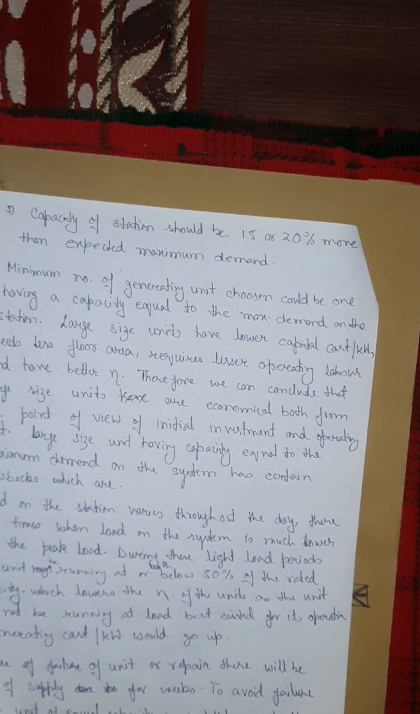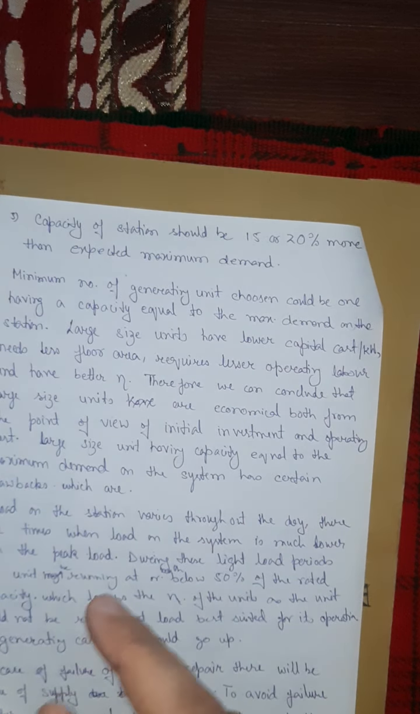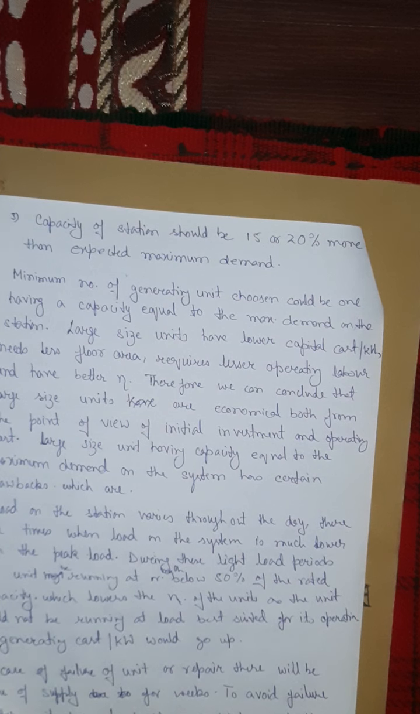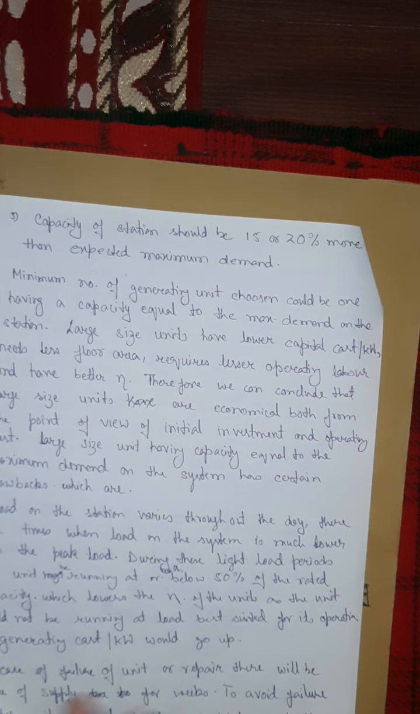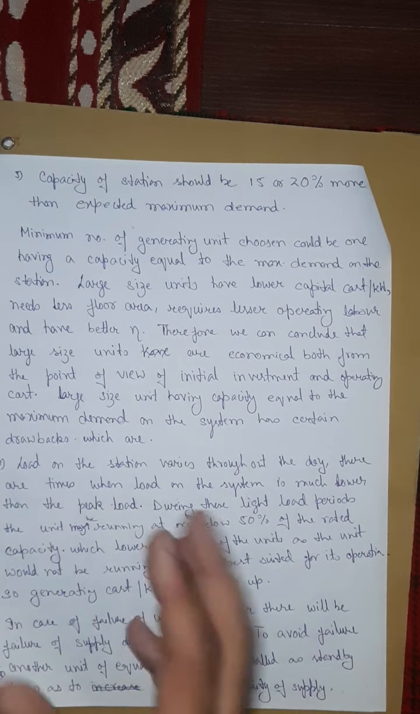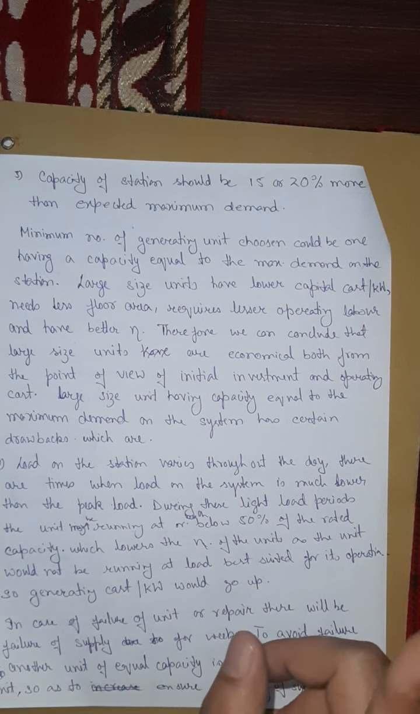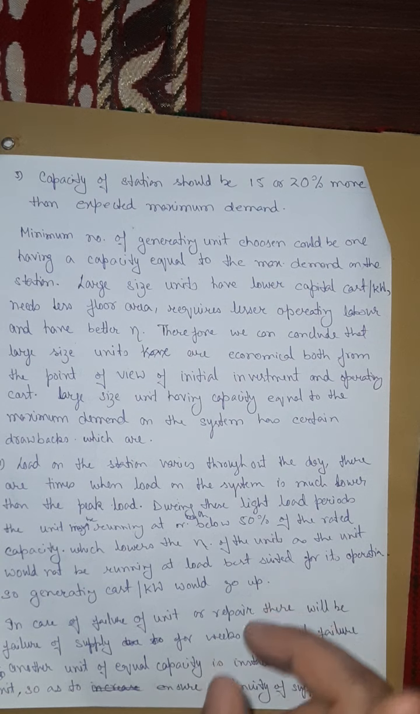If you ask how many generators you need in a power house, minimum you need 1, and maximum you can use any number. But there should be at least 1 generator in a power house. Only then it will be called a power house. If there is no generator in a power house, what will you generate? Nothing. So minimum there should be 1 unit or 1 generator.